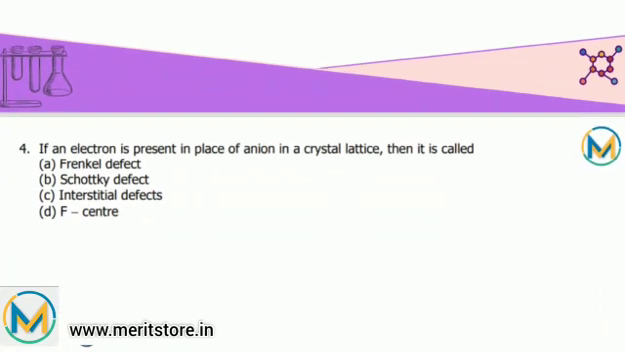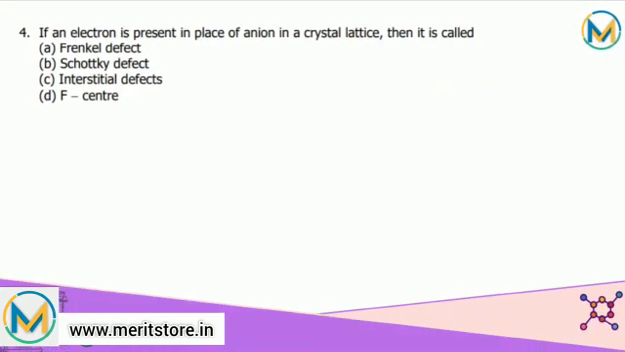Moving towards the next question: if an electron is present in a place of an ion in a crystal lattice, then it is called. So an F center is a type of crystallographic defect in which an anionic vacancy in a crystal is filled by one or more unpaired electrons. Electrons in such a vacancy tend to absorb light in the visible spectrum, such that a material that is usually transparent becomes colored. So option D is correct, that is F center.